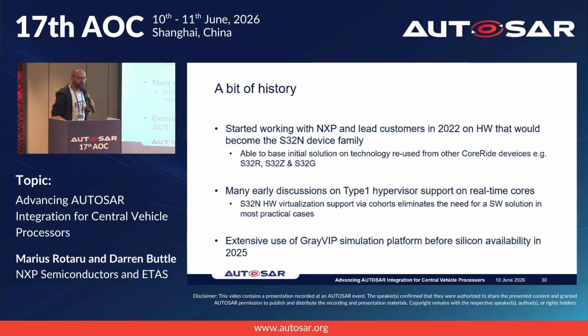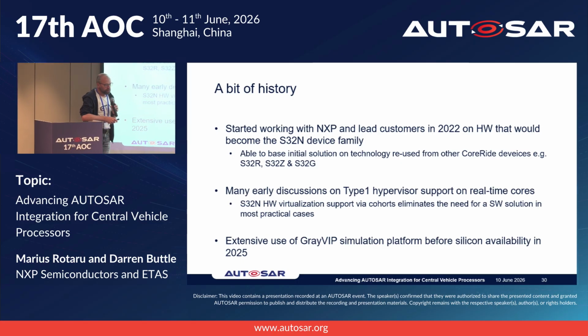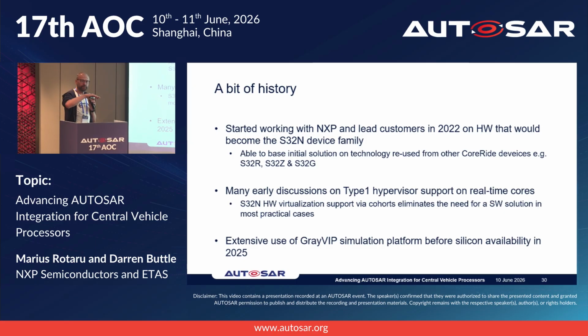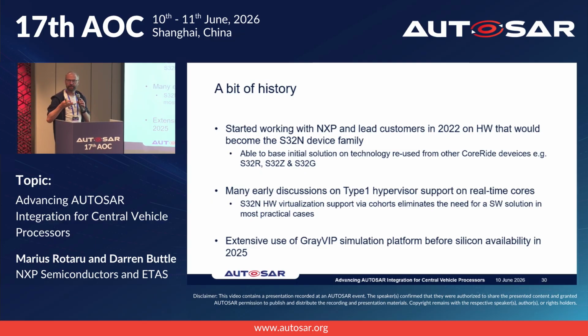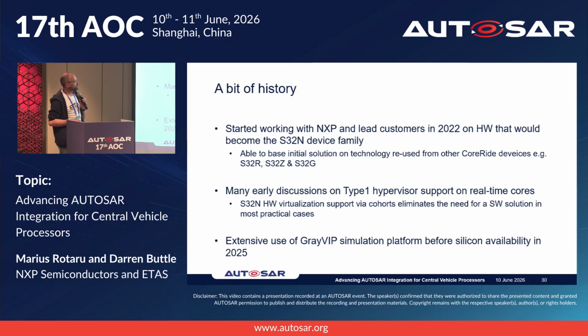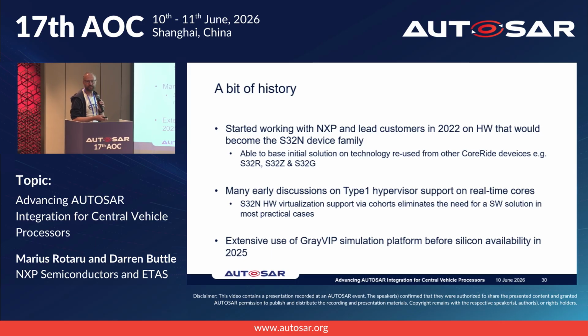Okay, so I'm going to start with a little bit of history. It was about 2022 when we started talking with NXP, and actually Bosch as a lead customer for this, about what we were going to do to build a much bigger system on a chip, with fairly large numbers of CPU cores and hardware accelerators. We originally started to work out how we could reuse some of the technologies we built on other CoreRide family devices, things like S32K, S32G, S32V.